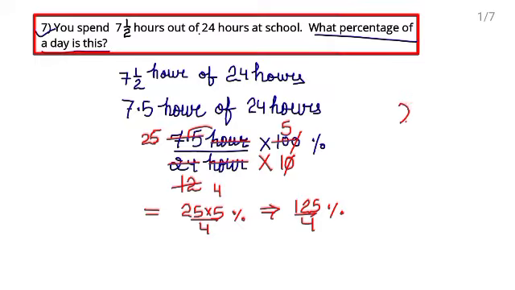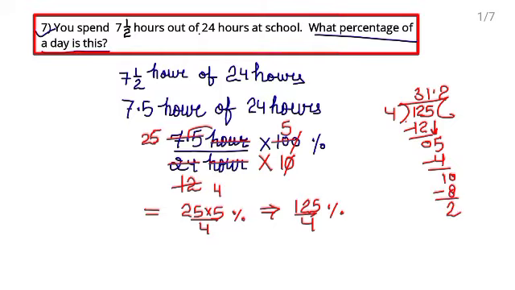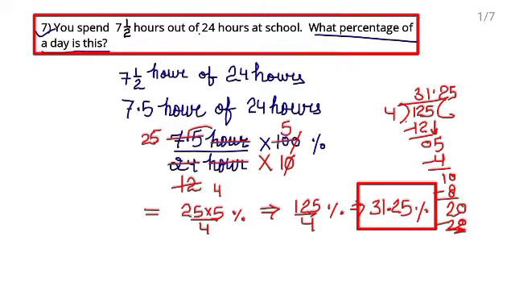Now you can convert it into the decimal. 125 divide by 4. 4 3s are 12. Subtract, 0. Copy down the next digit. 4 1s are 4. Subtract, 1. Put decimal. Take 10. 4 2s are 8. You already have decimal, so you can take 10. 4 5s are 20. Clear? So here you are getting 31.25%. So this is your answer.